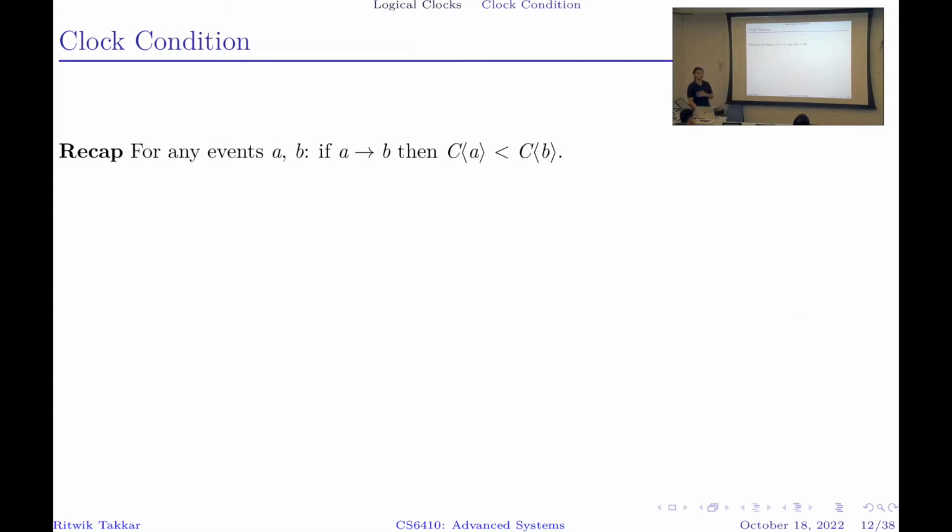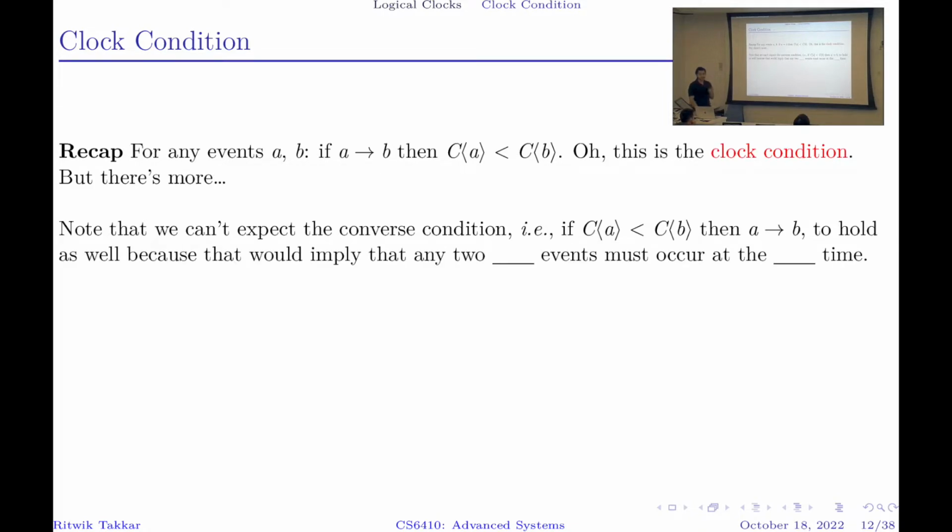Okay, so we can move on to the clock condition. Quick recap from the previous slide. That's actually the clock condition. Note that the converse condition isn't true. So at the top, if event A happens before event B, let's call C of A the timestamp of A. We know that it should be less than the timestamp of event B, but we can't say the opposite. If the timestamp of A is less than the timestamp of B, we can't say that A happens before B.